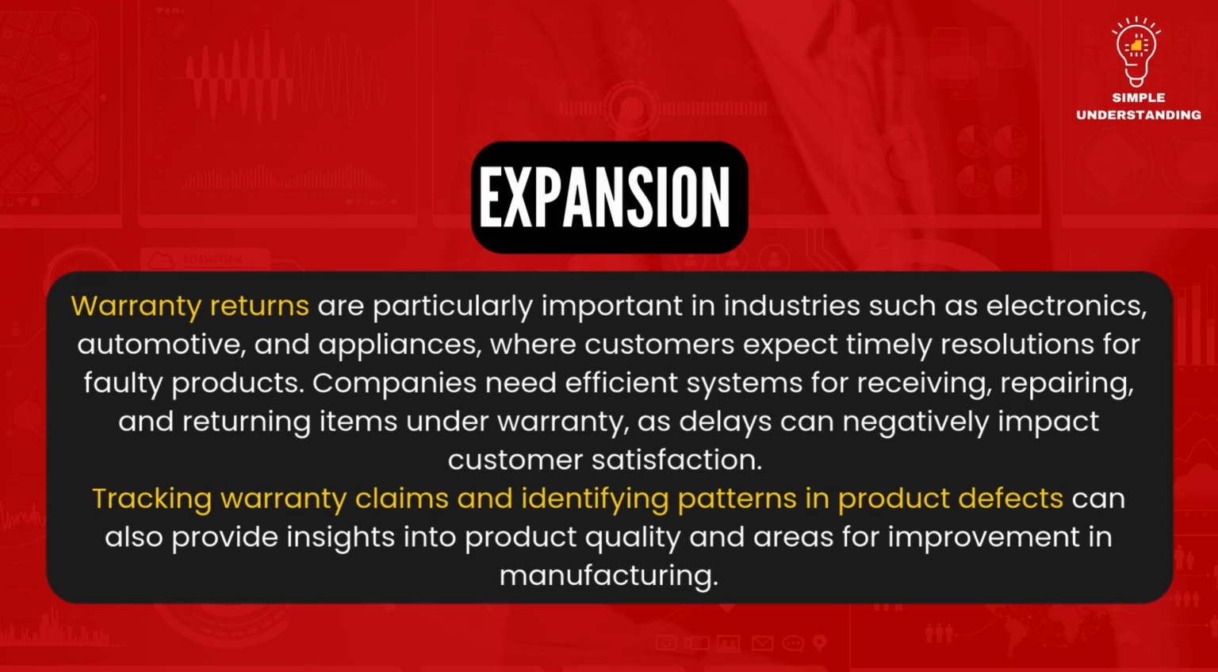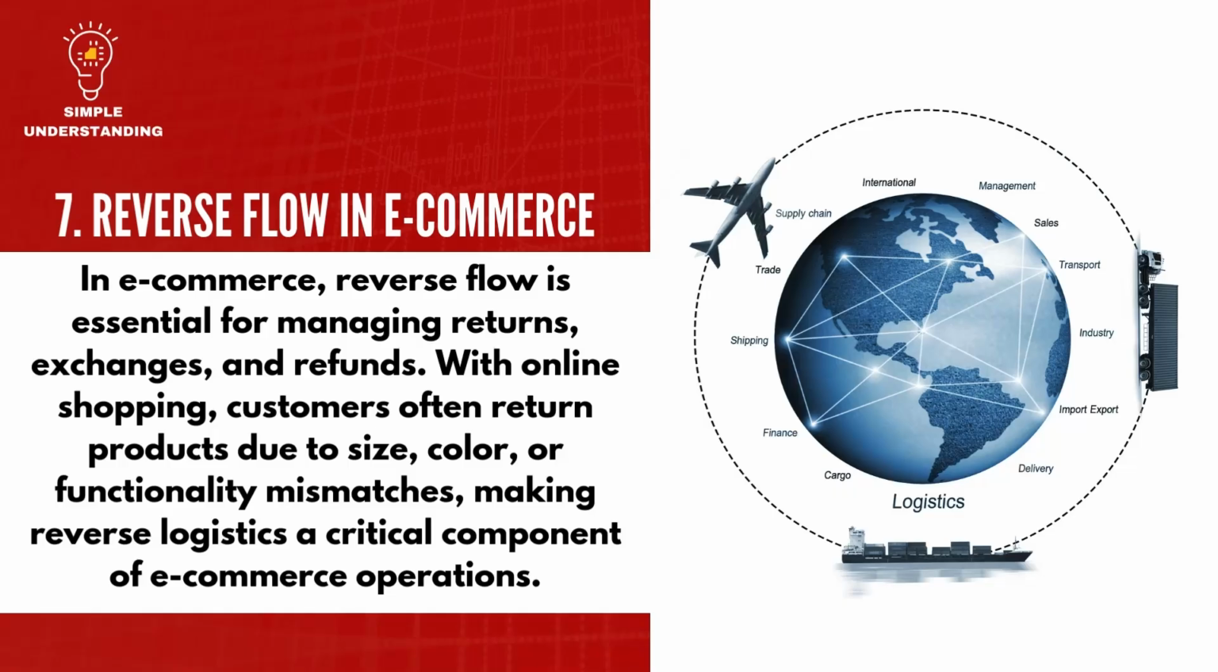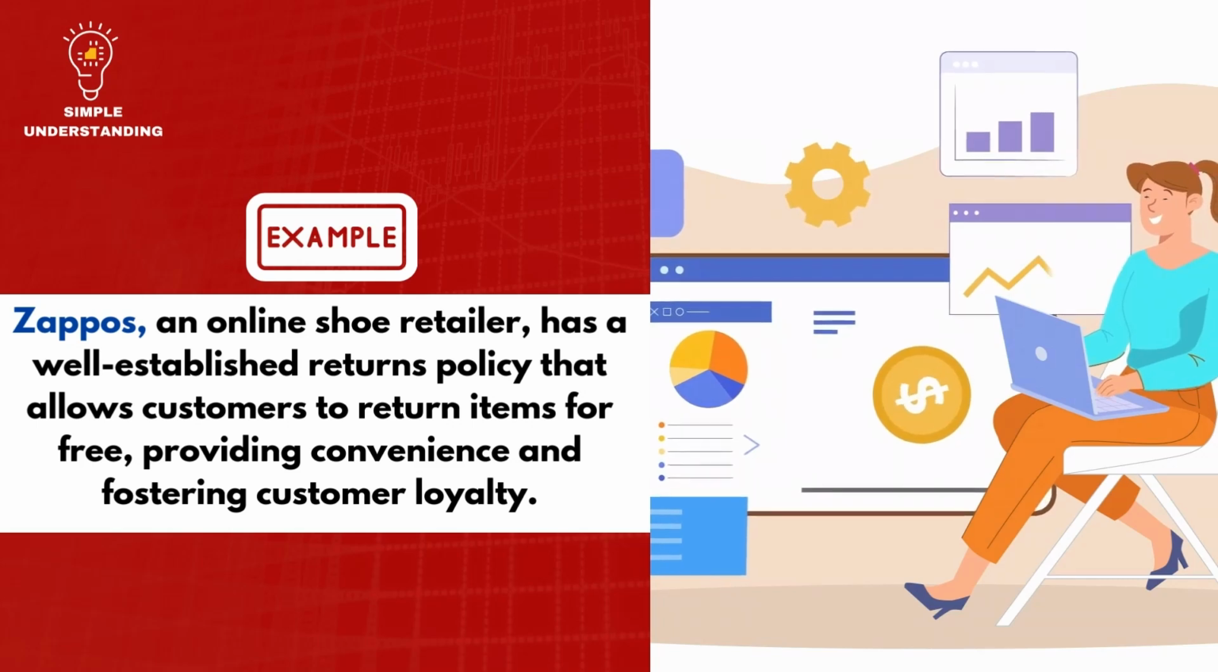satisfaction. Tracking warranty claims and identifying patterns in product defects can also provide insights into product quality and areas for improvement in manufacturing. 7. Reverse flow in e-commerce. Explanation. In e-commerce, reverse flow is essential for managing returns, exchanges, and refunds. With online shopping, customers often return products due to size, color, or functionality mismatches, making reverse logistics a critical component of e-commerce operations. Real company example.